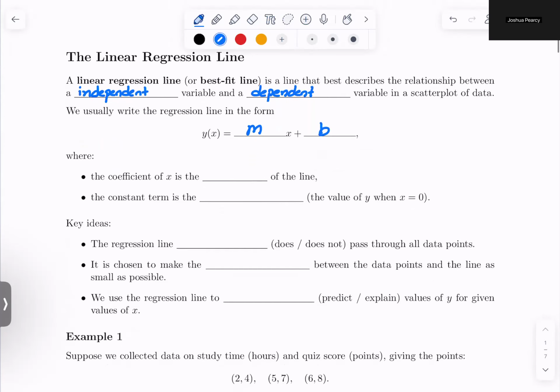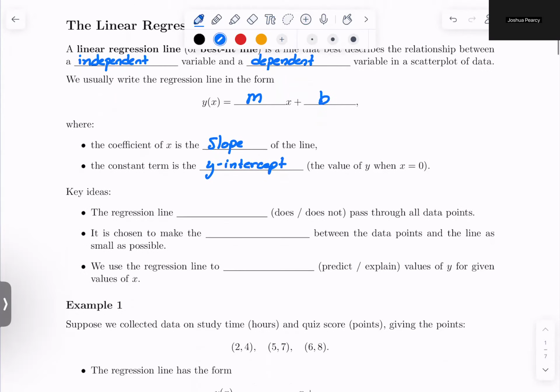where the coefficient of x is the slope of the line and the constant term, the b, is the y-intercept. The y-intercept is just the value of y whenever we plug in x is 0.